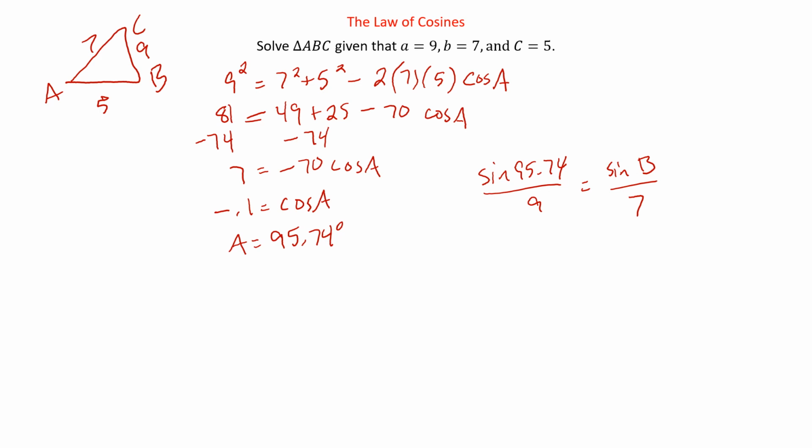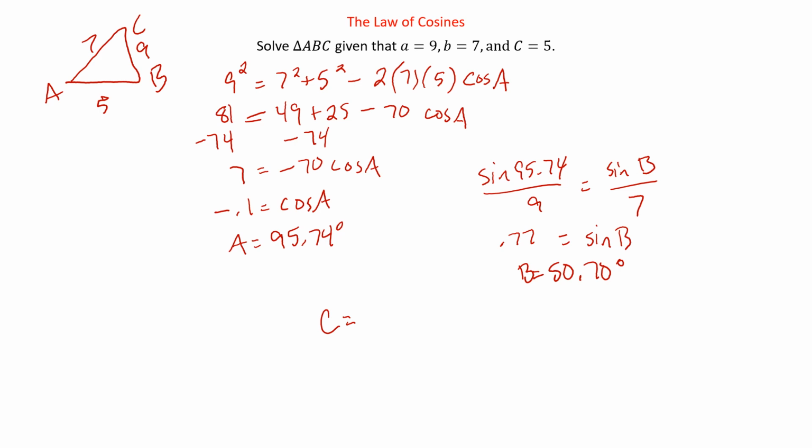So we can do the sine of 95.74 divided by 9 times 7 to get about 0.773877. I'm just going to write 0.77. I'll use the number in my calculator though. We're going to do the inverse sine of that to get 50.70 degrees. And now to find angle C, we can just go 180 minus those.